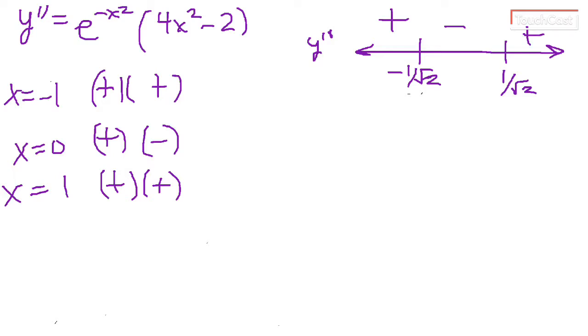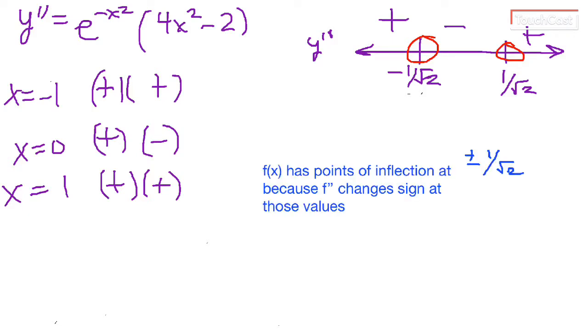So this tells me that the second derivative does in fact change sign. It changes from positive to negative at negative 1 over square root of 2. The second derivative changes sign from negative to positive at 1 over square root of 2. So I'm going to write up my final answer. Here's my final answer. F of x has points of inflection. I should have said y. This is always called y. Y has points of inflection at positive and negative 1 over square root of 2 because y double prime changes sign at those values.